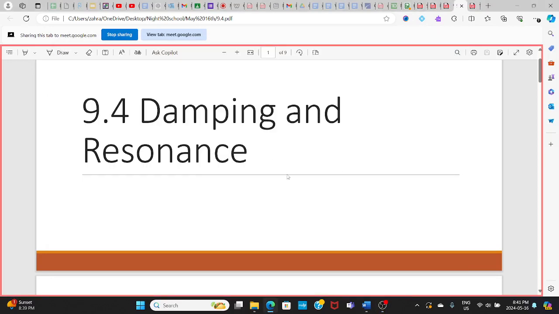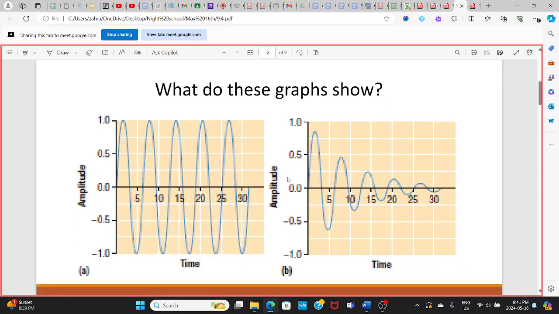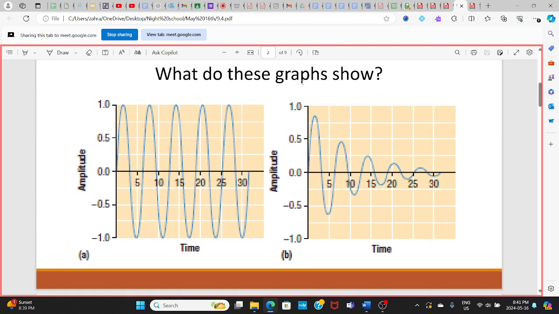So 9.4, damping and resonance. What does this graph show? In the first one, the amplitude stays the same, right? But here the amplitude is dissipating, getting smaller and smaller, and it is damping. We call this one a damped frequency.